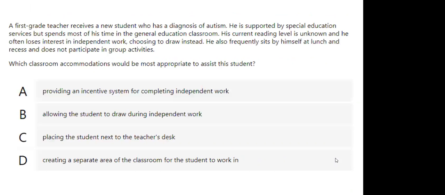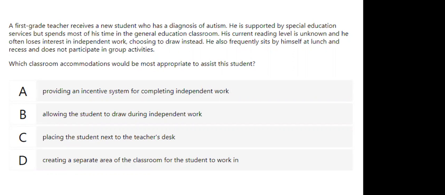All right, our next question. A first grade teacher receives a new student who has a diagnosis of autism. He is supported by special education services, but spends most of his time in the general education classroom. His current reading level is unknown, and he often loses interest in independent work, choosing to draw instead, hopefully not on our desk in the school.